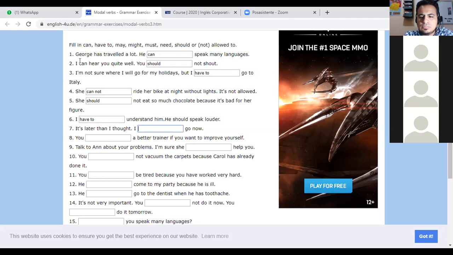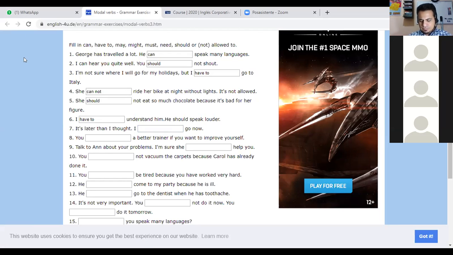George has traveled a lot. He can speak many languages. Very good. Yes. Now, les voy a decir solamente que algunas pueden ser más de una, encaja. Ok. So, no se preocupen si encuentran, ¿verdad?, una que encajen diferentes. Ok. Continue. Number two.